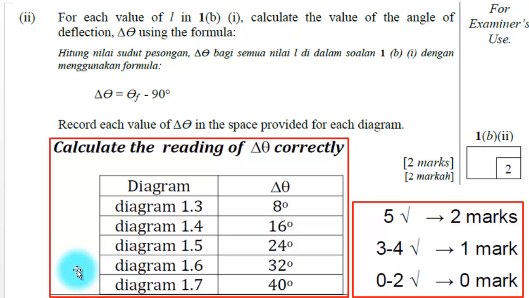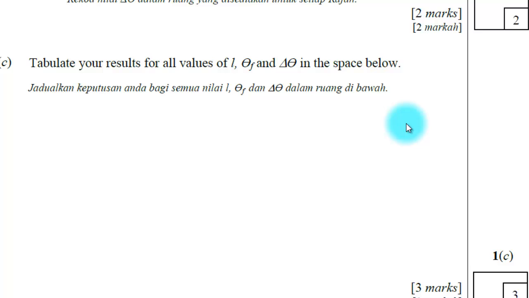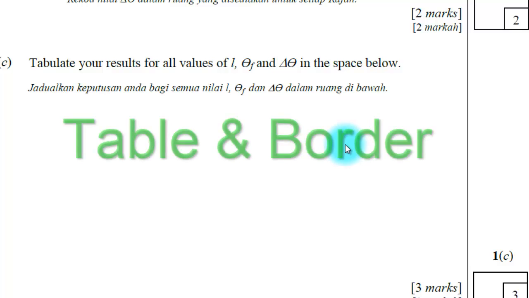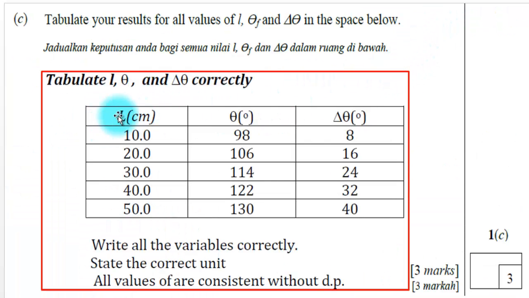Okay, so we move on to question C. Tabulate your results for all L, theta F, and delta theta in the space below. Here you must draw a table with a border. You must have the table. So I just show you the answer. Like this, you have a complete table with the title. They give you L, delta T, delta L, theta F, delta theta. So write that as the title.